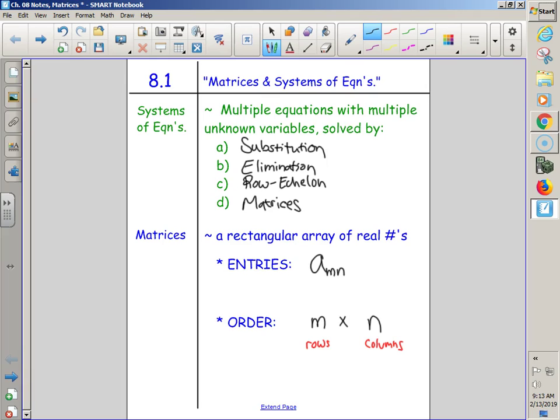What do those stand for? Oh, A11, A12, A13. No, no, no, no, no. A 1,1, 1,2, 1,3, 1,4. Because all of these are in the first row, row 1. But what column are they in? Column 1, column 2, column 3, column 4.